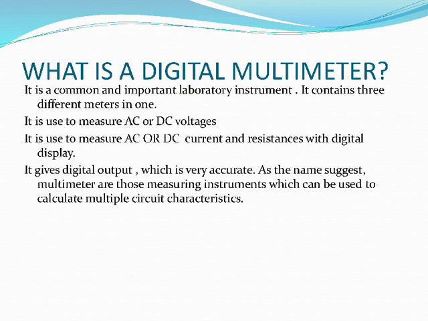It's a common and important laboratory instrument. It contains three different meters in one. It is used to measure AC or DC voltages and current resistance with digital display. It gives digital output which is very accurate. As the name suggests, multimeters are those measuring instruments which can be used to calculate multiple circuit characteristics.